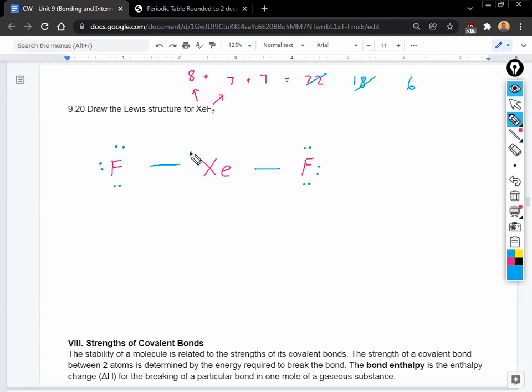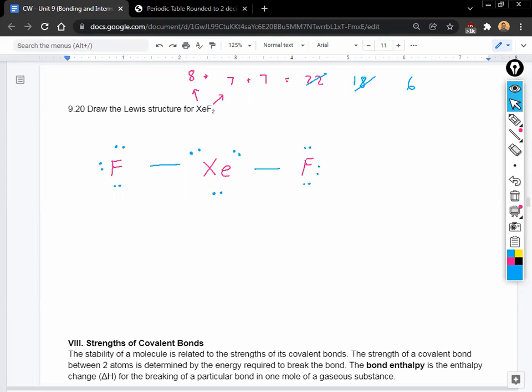So all we're going to do is put 6 more onto Xe, which is okay because Xe is a big atom. It has a big heart. It can take the electrons. And so this will be the correct structure for XeF2.